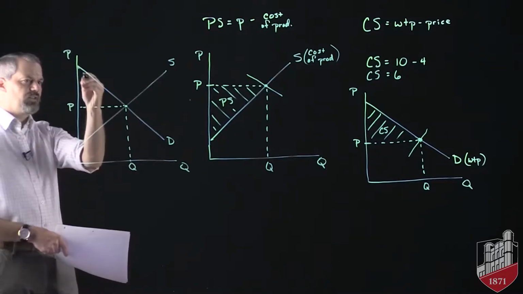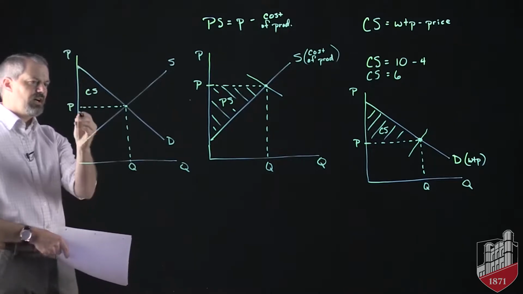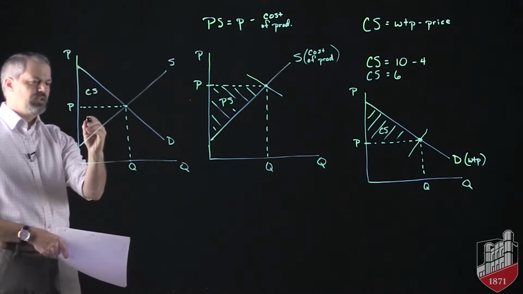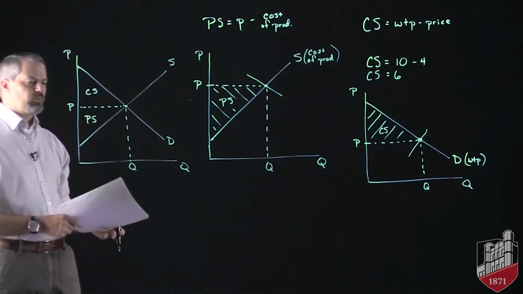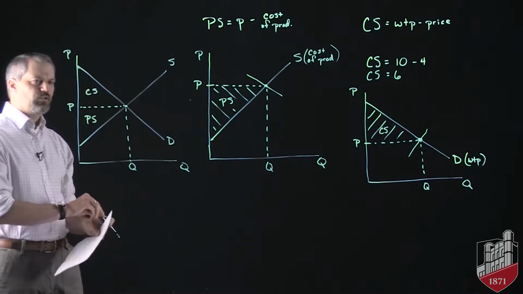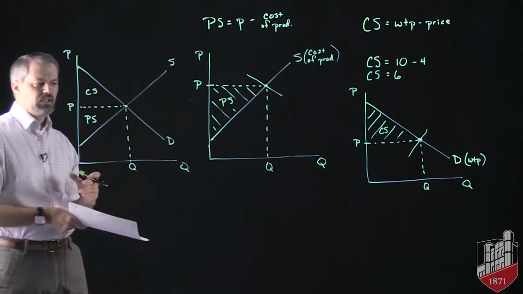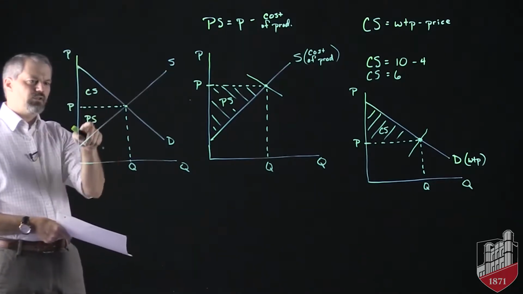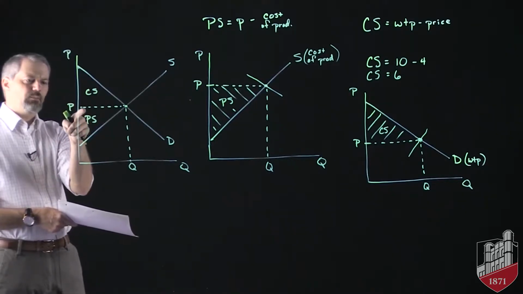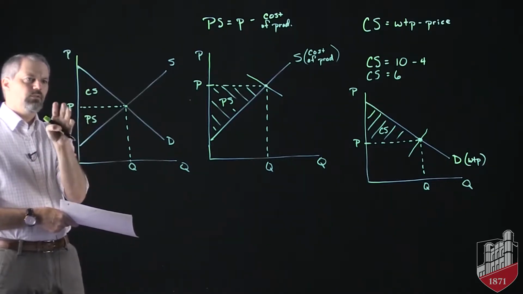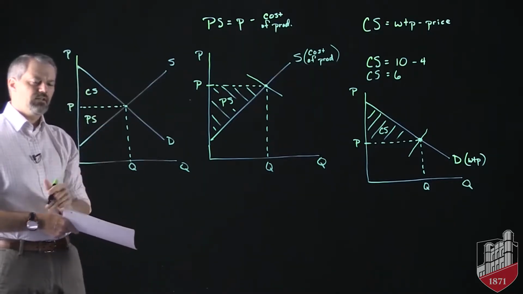All of the area under the demand and above the price is going to be consumer surplus. The area under the price and above the supply curve is producer surplus. Typically, we're not really that concerned about consumer surplus versus producer surplus. A lot of times what we're interested in is just total surplus. And so total surplus, some textbooks call it economic surplus, is just consumer surplus plus producer surplus. So total surplus would be all of the area under the demand curve and above the supply curve.